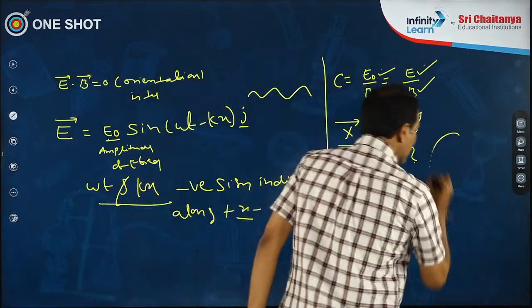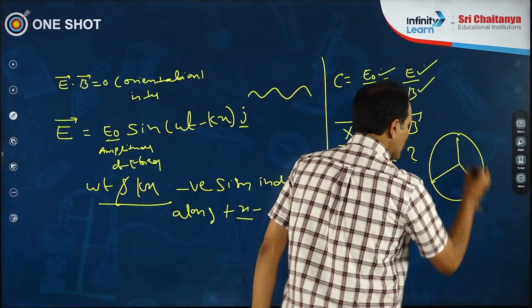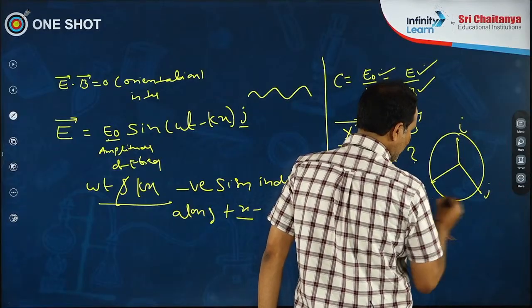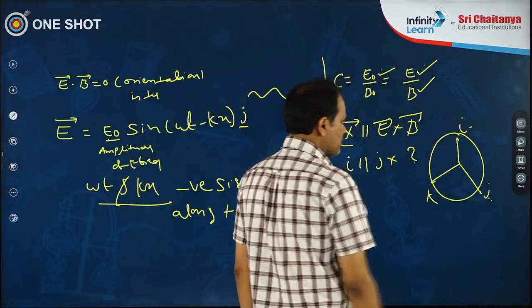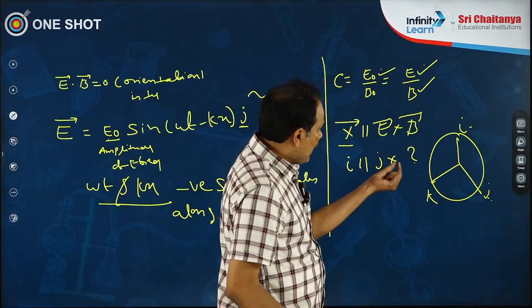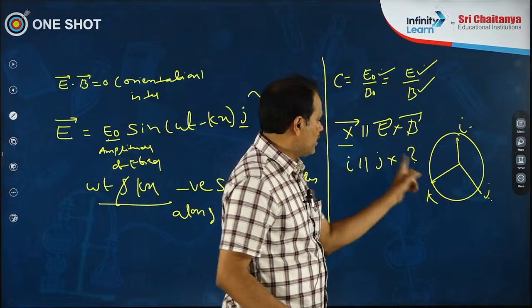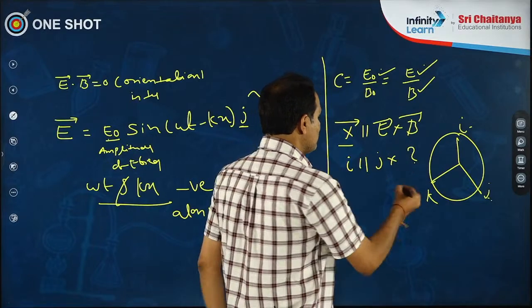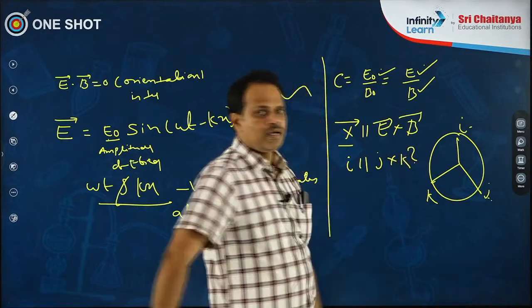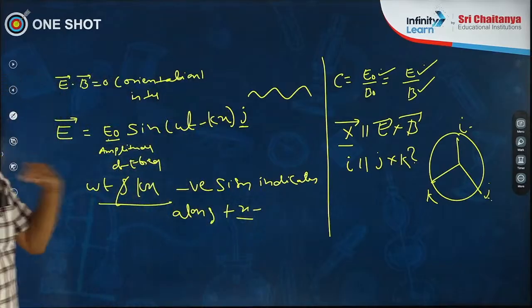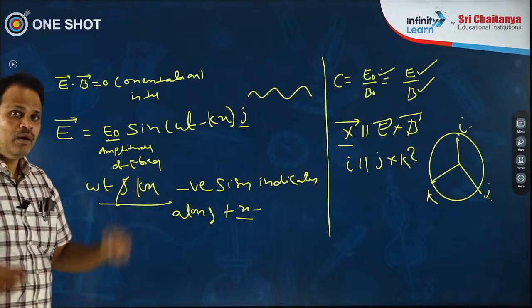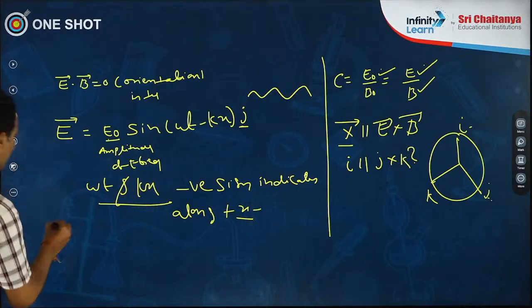Immediately, don't take any chances. If you write the cross product, you are dealing with i, j, k. i cross j is k, j cross k is i. Here I am assuming k first: j cross k is equal to i. My assumption is correct, that is k. So the magnetic field is present along the plus z axis.